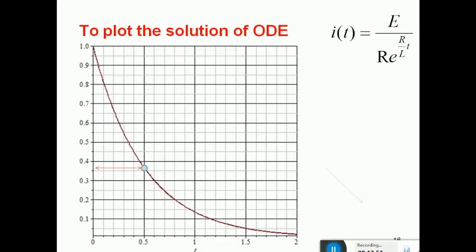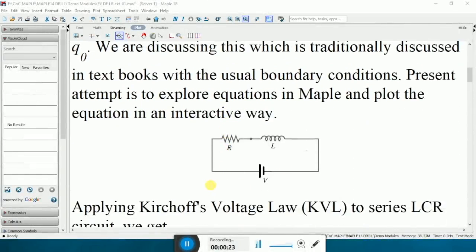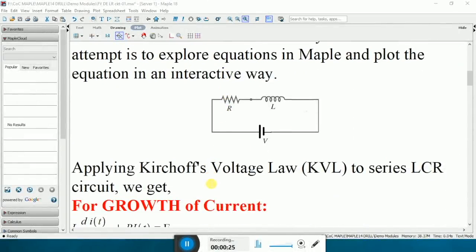So this is a plot of the solution, and here you can see the mark that for 0.5 seconds there is a 36.7% fall in current. This is the circuit in which primarily voltage was applied to L and R.